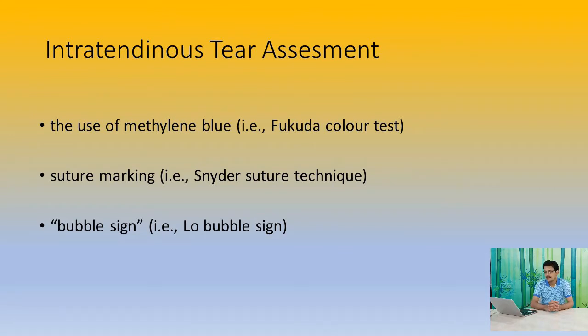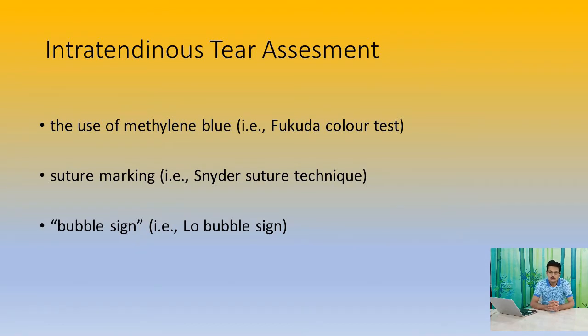Now, if you have to assess the intertendinous tear, you can use either a methylene blue dye, which is called the Fukuda color test, in which you put dye into the intra-articular part, and part of the dye may leak into the lamina onto the bursal side. Or you can do a suture marking test, which is called Snyder's suture technique.